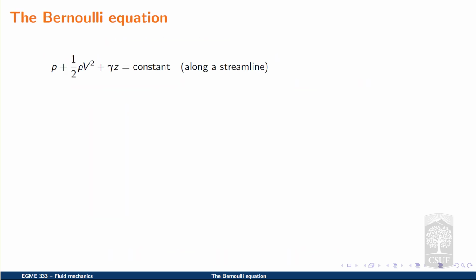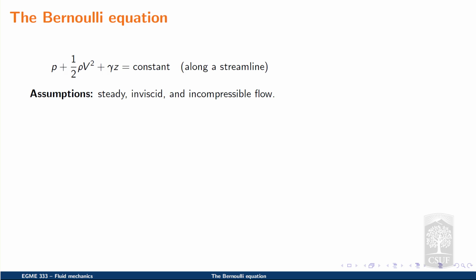Now let's focus on the Bernoulli equation, which is given to us by the sum of the static pressure P plus the product of 1/2 times the fluid density rho times the fluid speed squared plus the product of the specific weight gamma times the vertical position z. The sum of these three quantities must remain constant along a streamline.